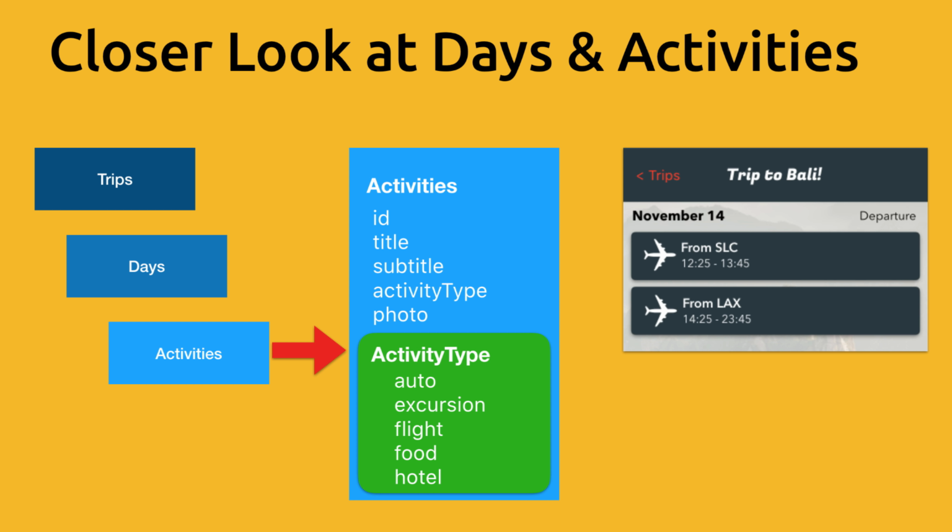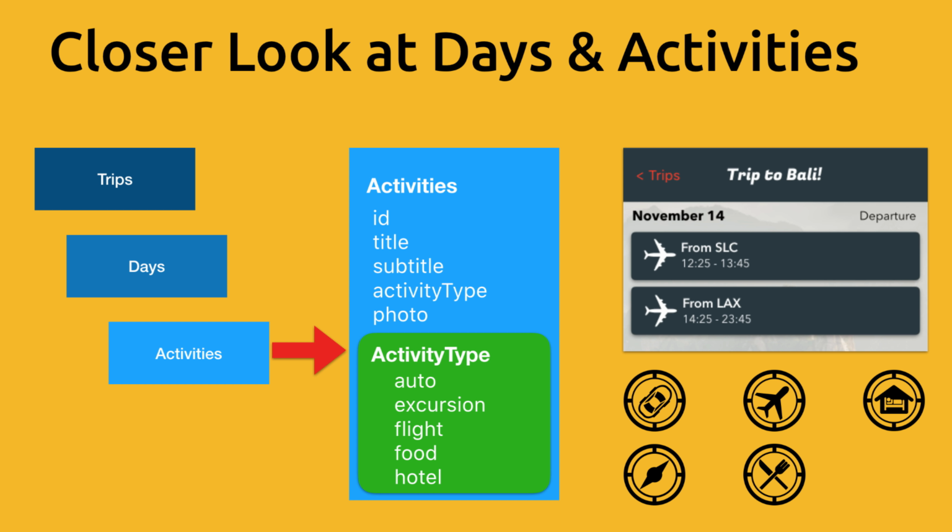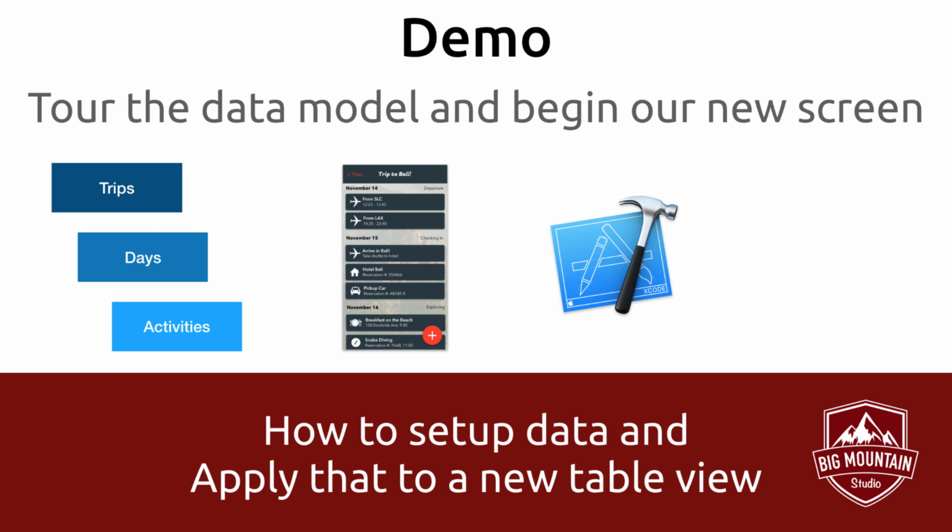I plan on showing different icons to represent these types, so it helps the user more easily identify and spot the activities when it's in a table view. And these are the icons I'm going to use for these types. Okay, so let's jump into our project, and I'm going to show you what we have so far for the data structure, and then we're going to move forward and start building out that screen with that data.